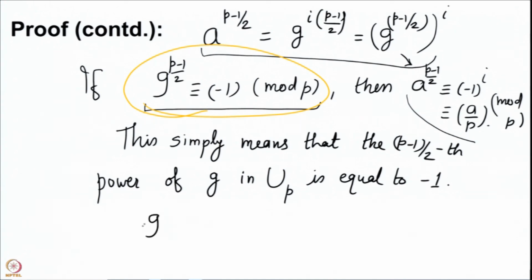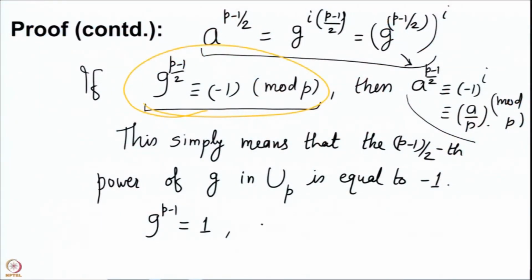So first of all we note that g to the p minus 1 has to be 1, because g being primitive, the order of g is the cardinality of UP, which is p minus 1. So g to the p minus 1 is 1, which says that if you were to take this power g to the p minus 1 by 2 and take the square, then you get 1. So this element here is a square root of 1. So the possibilities are that we get the element g to the p minus 1 by 2 equal to 1 or minus 1.